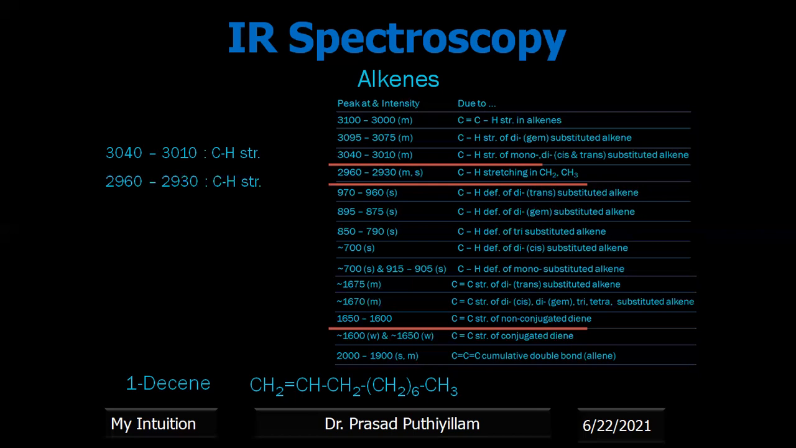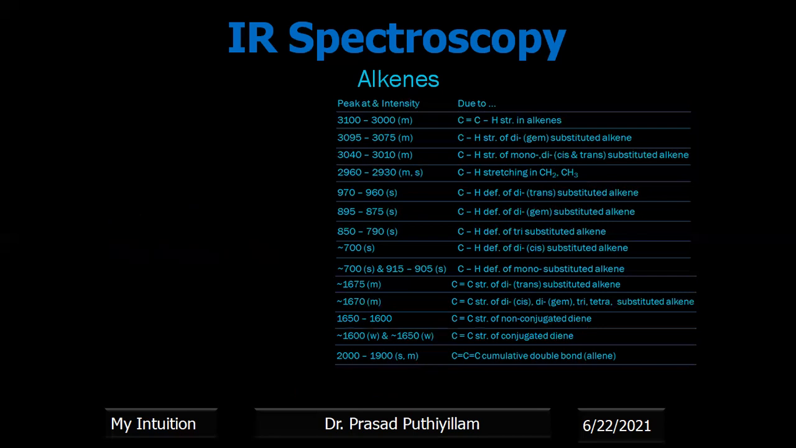That also gives a value around 1650 to 1600, which is due to carbon-carbon stretching. Then rocking is expected because many CH2 groups are there. So that also is expected around 780 to 710. We have to take some of the values even from alkanes, because many types of vibrations are common in alkanes as well as alkenes and the other hydrocarbons.